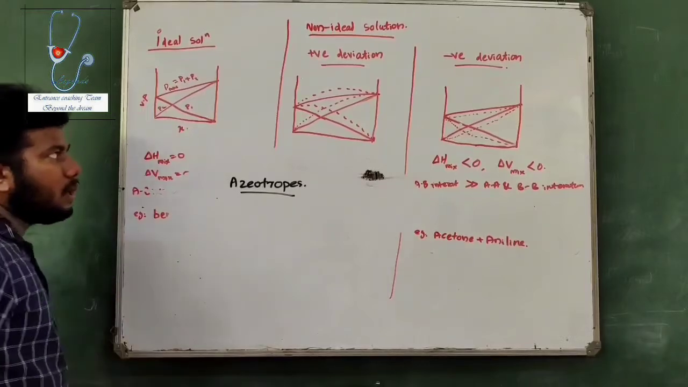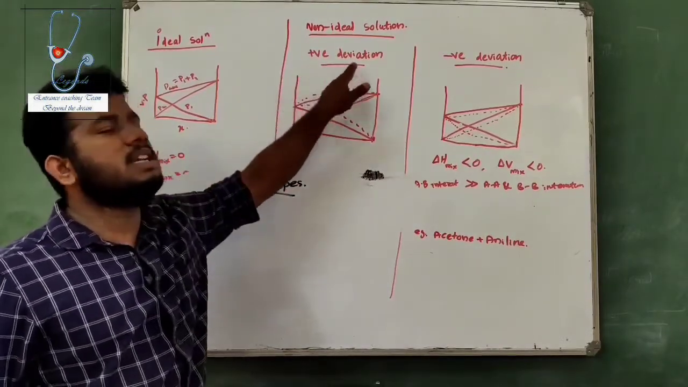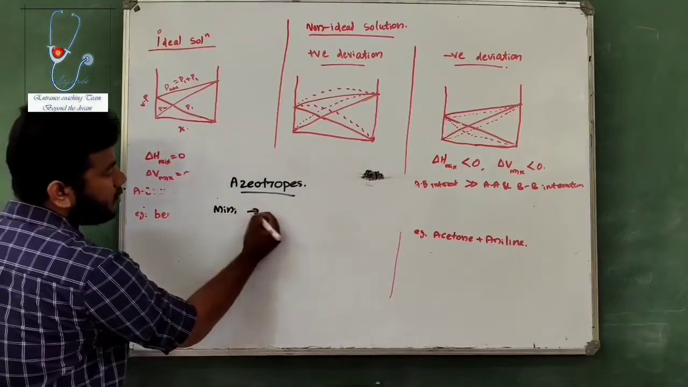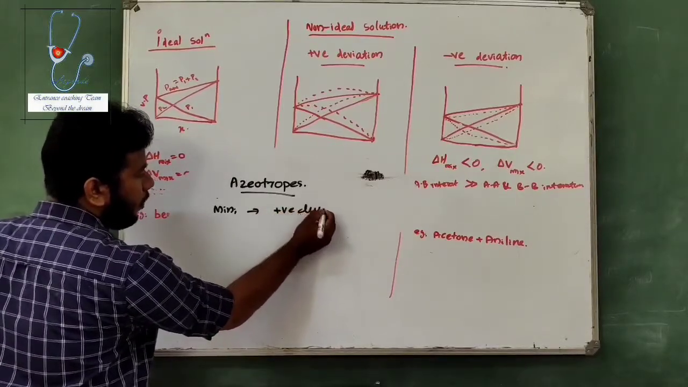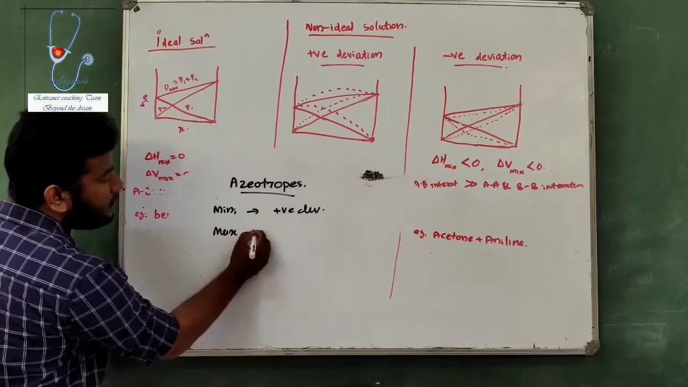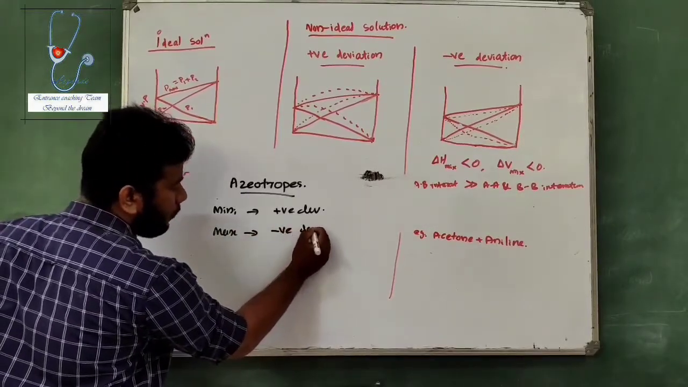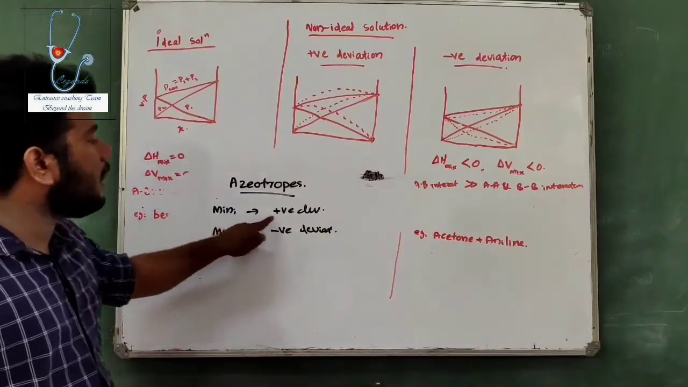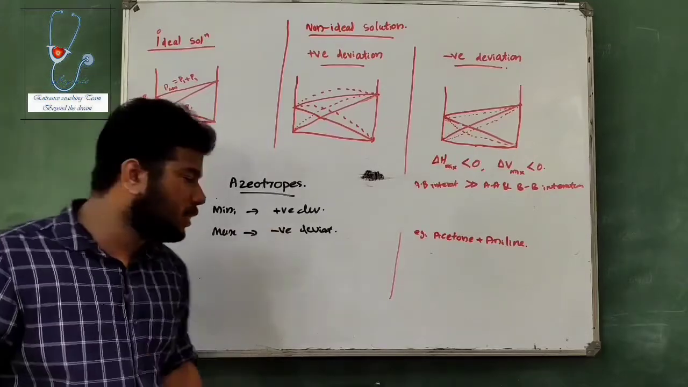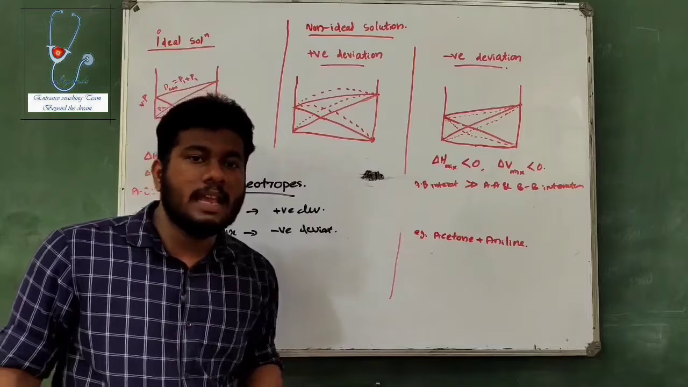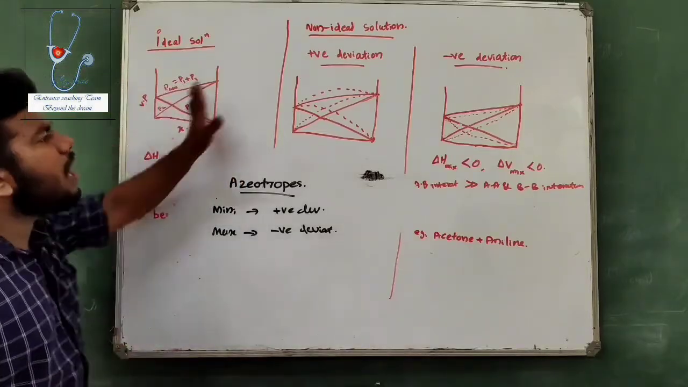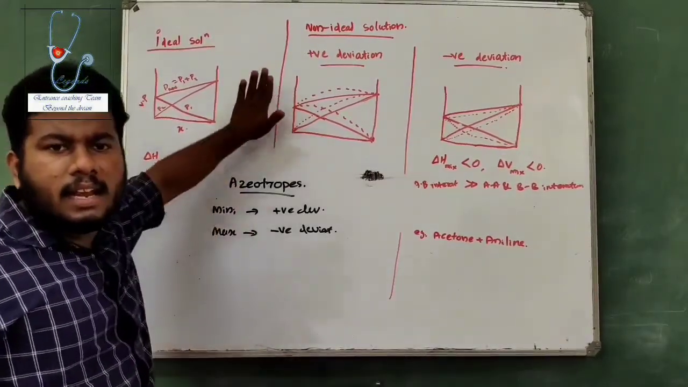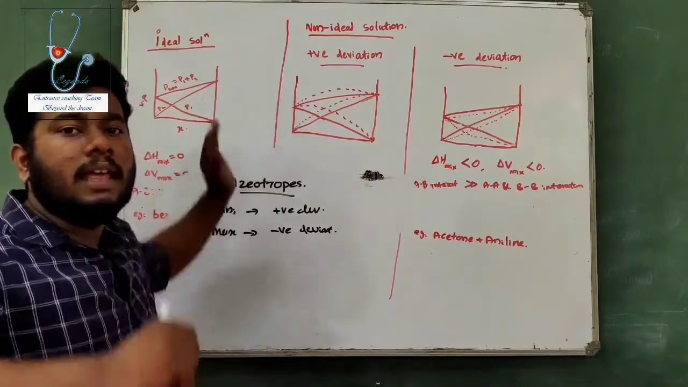Minimum boiling azeotrope means positive deviation from Raoult's law. Maximum boiling azeotrope means negative deviation from Raoult's law. Okay, minimum means positive, maximum means negative. These topics are very important for NEET and JEE and other entrance exams. Study well and come to the next topic, colligative properties.